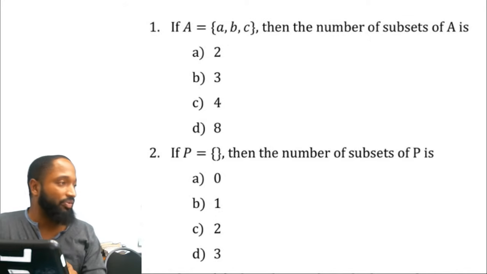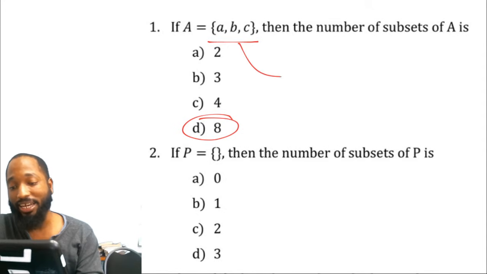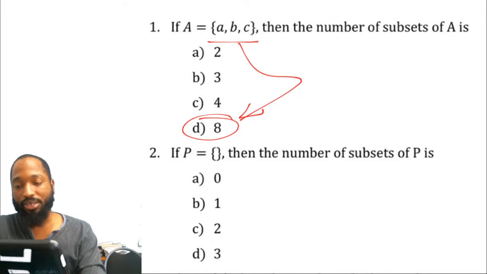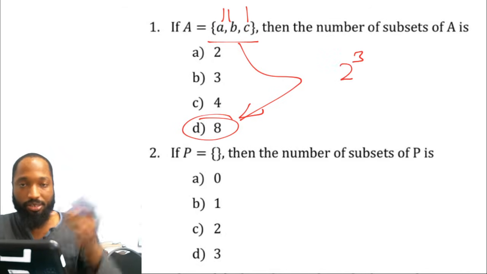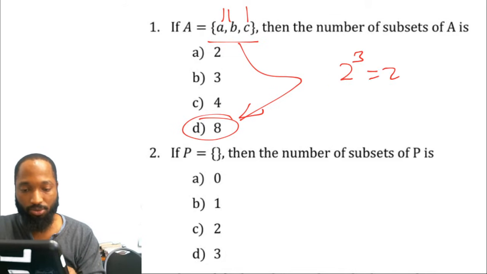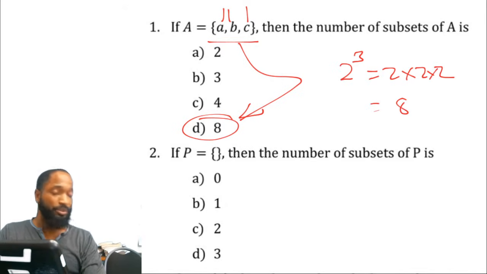So, answer for the first one, D. Everybody know this by now, right? I dedicated a whole video to this topic 3 videos ago. Anytime they give you a set, you count the number of elements and you put it as the exponent and 2 as the base. 2 to the power of 3 means 2 by 2 by 2. So that's 8. 8 different types of subsets we can get.